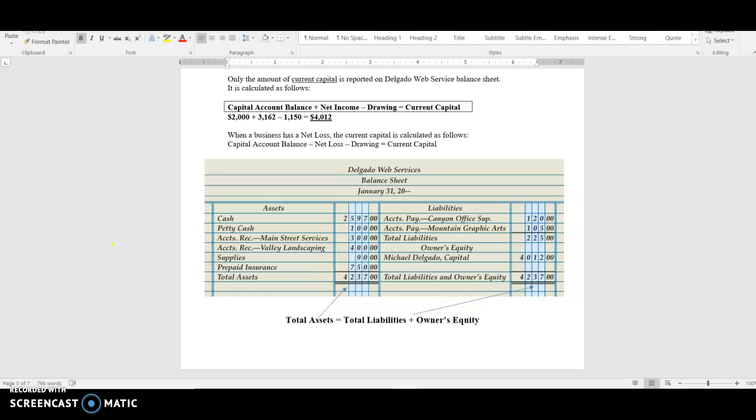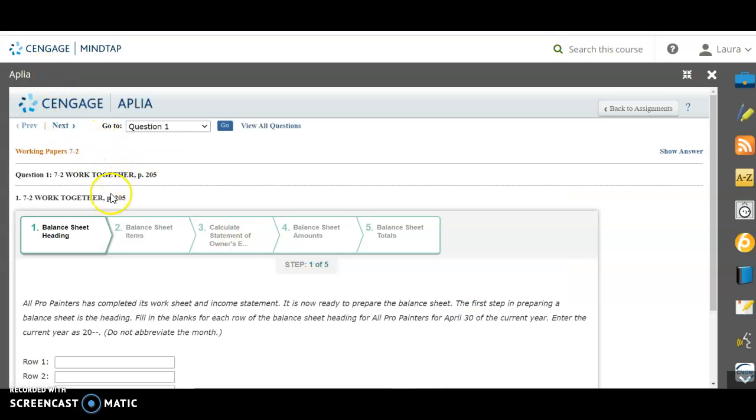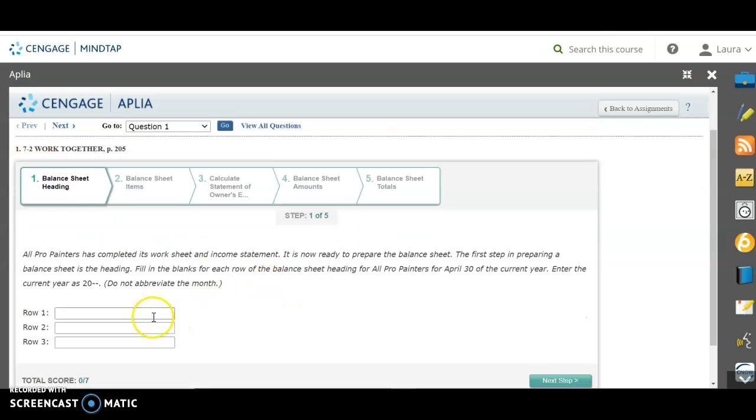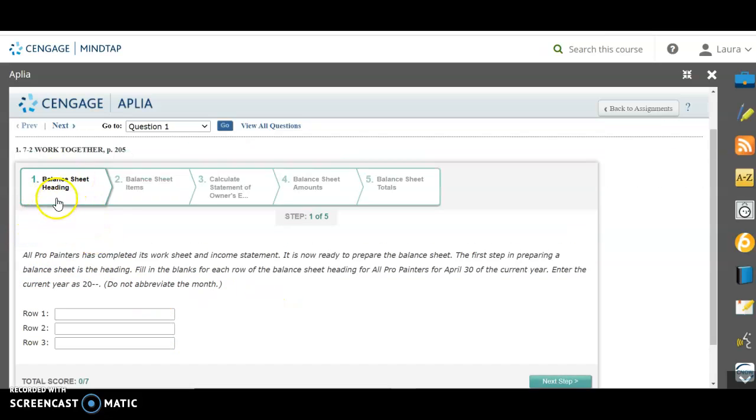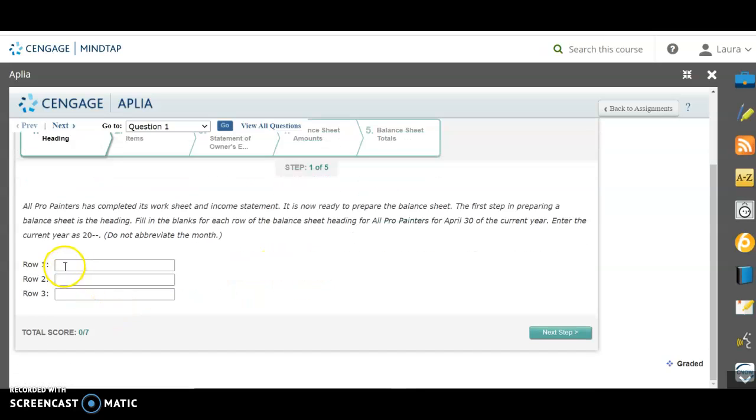So here is the 7-2 work together assignment, and again, there are 5 steps, but we'll probably go through these relatively quickly, like we did the last time. The first part is just to prepare the balance sheet heading. All Pro Painters has completed its worksheet and income statement, and now it's ready to prepare the balance sheet. So the first step is to prepare that heading.